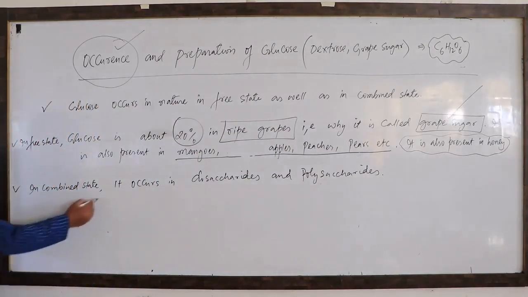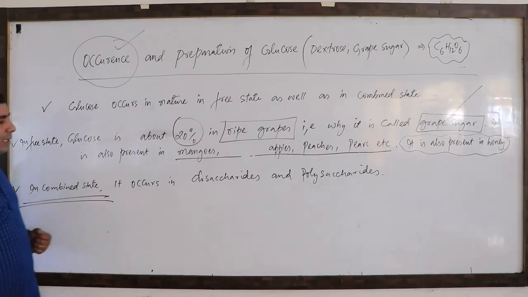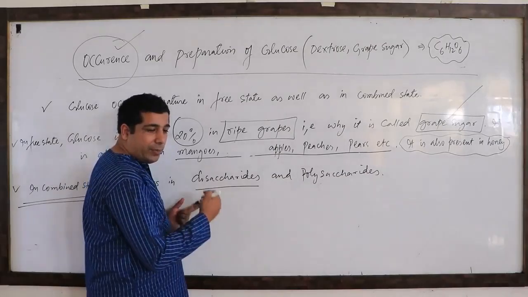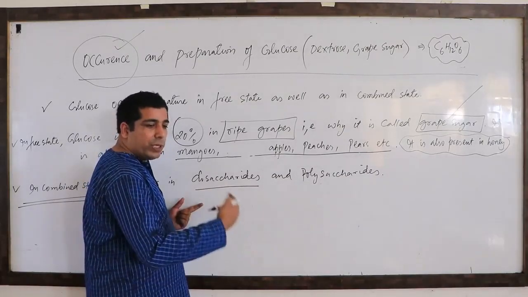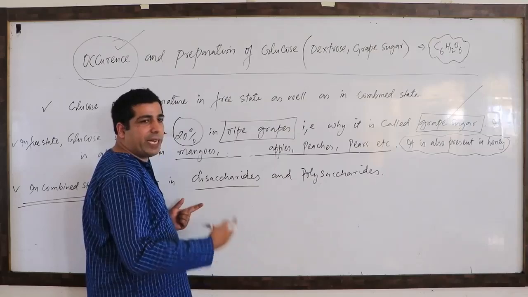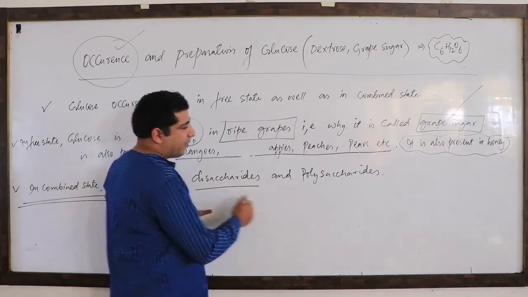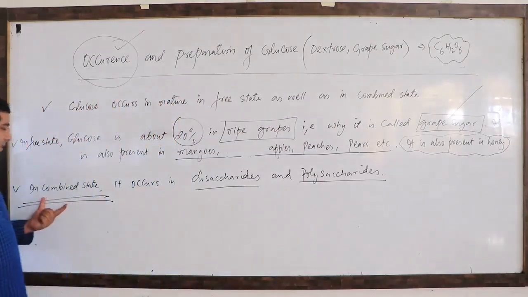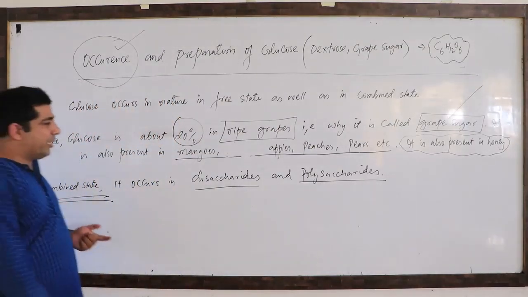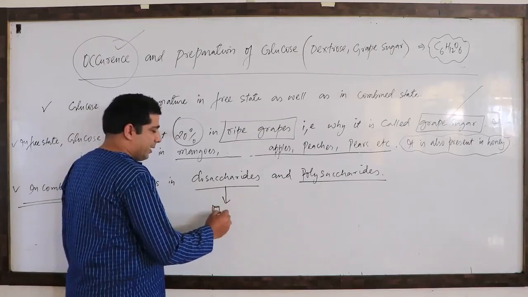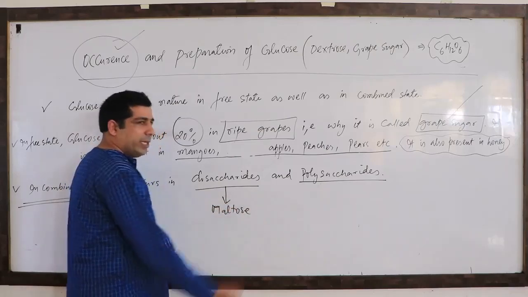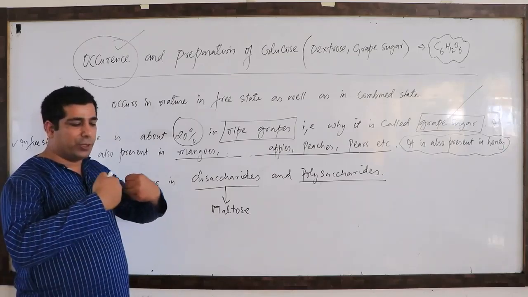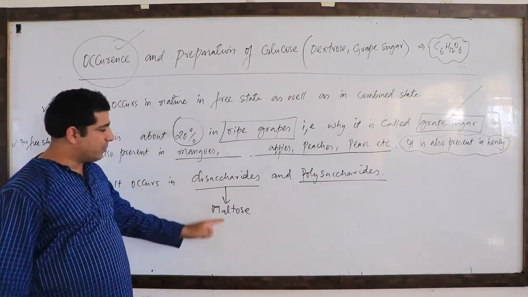But when we talk of the combined state, it occurs in disaccharides, because disaccharides are made up of more than one monosaccharide unit. So disaccharides and polysaccharides are basically the combined state of glucose. You can take an example of disaccharides as maltose. It is made from two glucose molecules. That means combined state: glucose and glucose combine and form maltose.